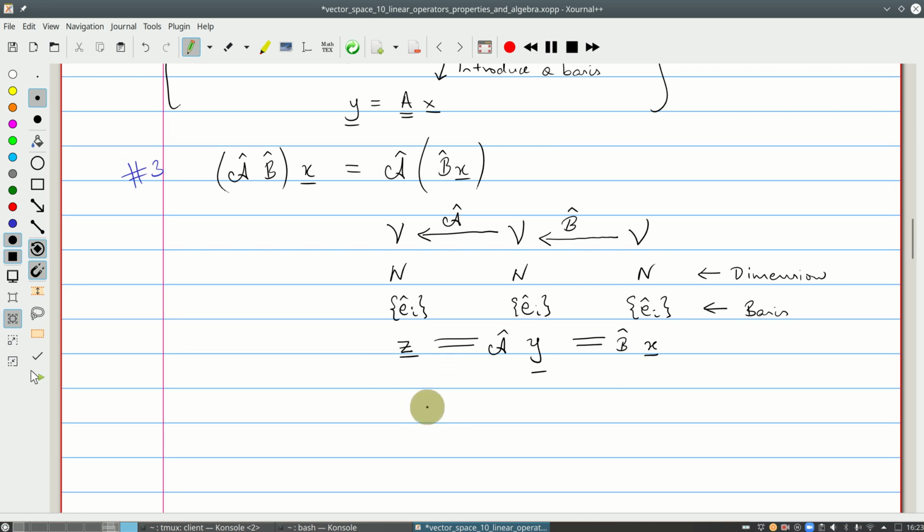So if I wanted to write it down directly, then z is equal to A operating on y, and y of course is B operating on x. That's what z is. Let's write it down slightly differently.